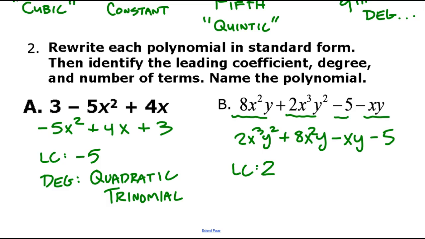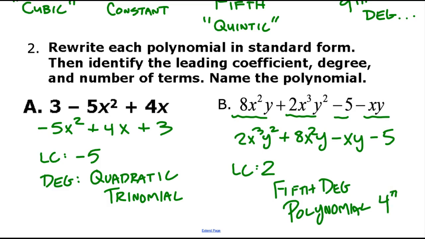Degree, and the name would be a fifth degree or quintic. Fifth degree or quintic polynomial, 4 terms. So anything higher than 3 terms, we don't have a special name for it, like trinomial or so. Polynomial, 4 terms. Okay, there's page 1.